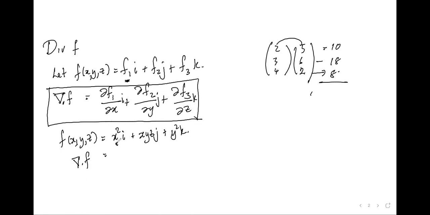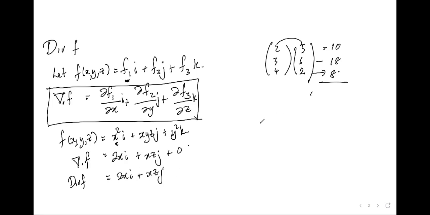So if we had the function that we had before, then if we differentiate the first term with respect to x, that would be 2x i. We differentiate the second term with respect to y, that would be xz j. We differentiate the third term with respect to z, that would be plus 0. So therefore, this will be 2x i plus xz j.